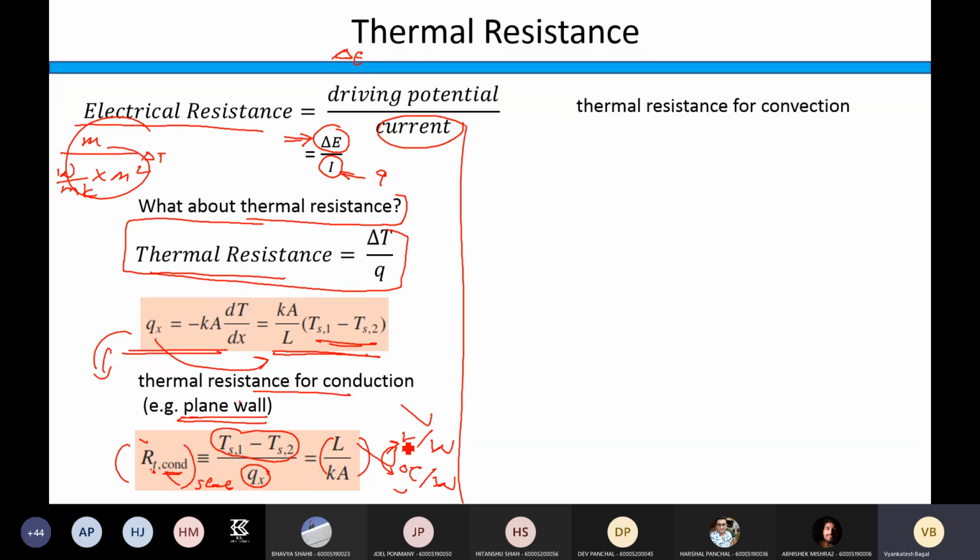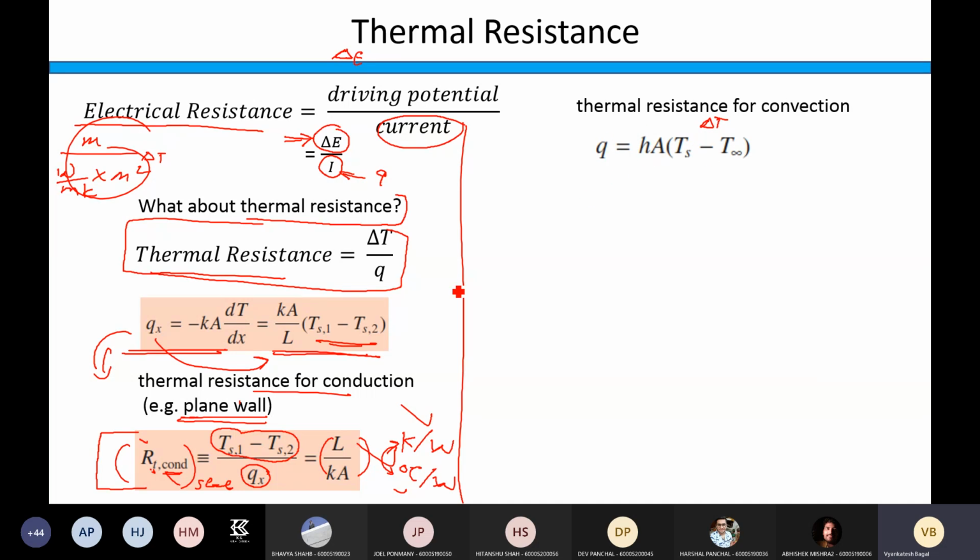Fine. Now, we defined the thermal resistance due to conduction. Now it is time to define thermal resistance due to convection. For that I have to invoke Newton's law of cooling. So I am writing Q is equal to hA delta T. We know this, based on Newton's law of cooling, right? So Ts minus T infinity is your driving potential delta T.